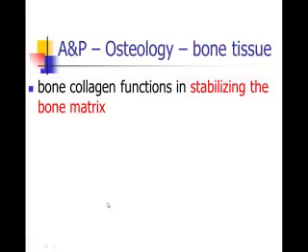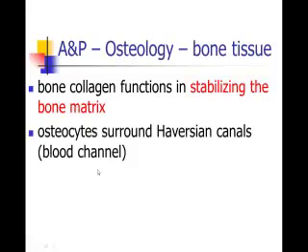Okay, so bone collagen is going to function in stabilizing the bone matrix. As we go through here, when we hit functions, I try to put them in red for you. The osteocytes are going to surround these channels called Haversian canals or blood channels. Sometimes they're even called nutrient foramina, and those are the tubes through which the blood passes.